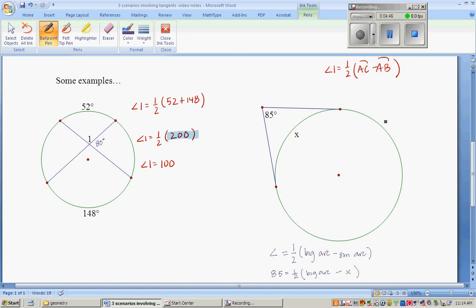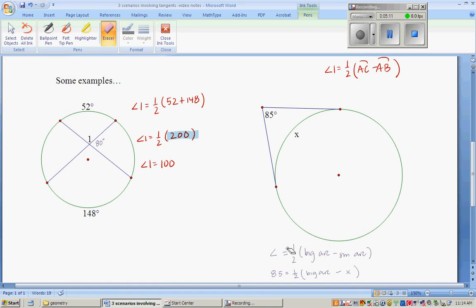To get this big arc, it would be 360 minus x. But we're going to go into why that is true in class. We're not going to do it this way because there is a far simpler way. And it only works when you have two tangents. It does not work when it's a secant.